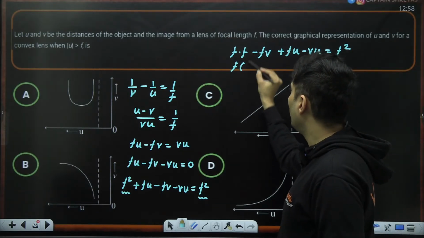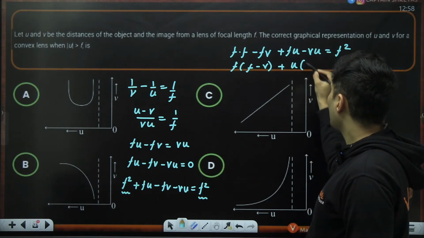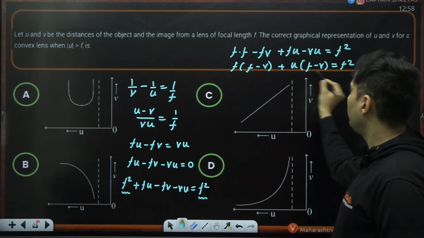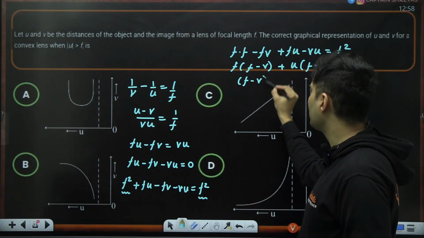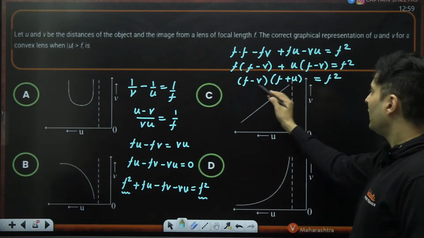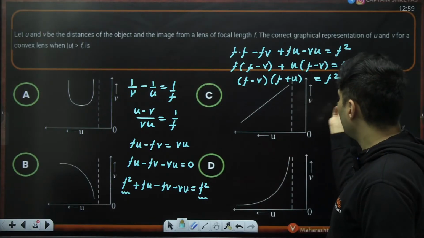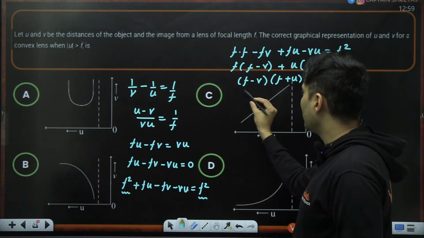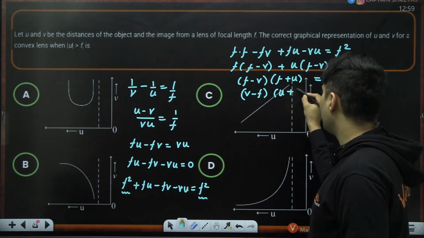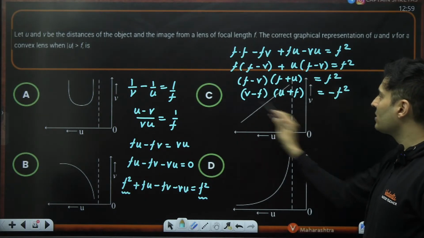So how about taking f common? This will be f minus v, and then over here u common, and then this will be nothing but f minus v again. This is f square. So f minus v is common from both sides. So (f minus v) into (f plus u) is equal to f square. If you want, you can just multiply by a minus sign. So this will become (v minus f) into (u plus f) is equal to negative f square, because I have taken that negative sign outside.